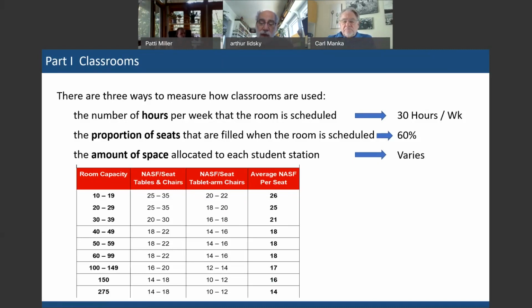You'll notice that the square feet per seat gets smaller as the number of seats increases. And the reason for that is that the fewer the number of seats, the more of the circulation that you have to account for, by each seat. And the more seats you have, the smaller the proration of circulation space. So it goes from 26 square feet in a room that has 10 to 19 seats in it, down to 14 or less for a room that has 275 seats or greater. But this is the column that we're using for generating space for now.